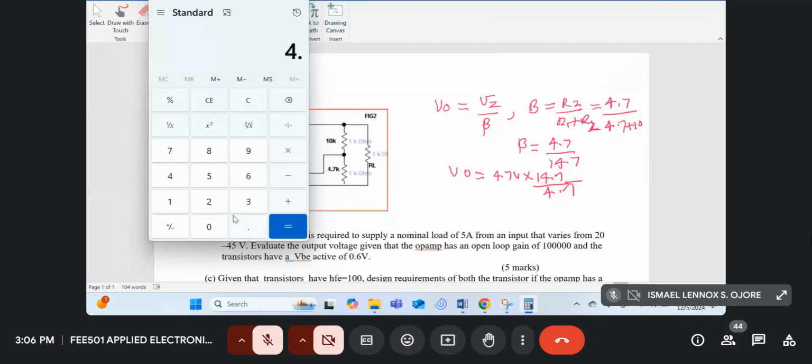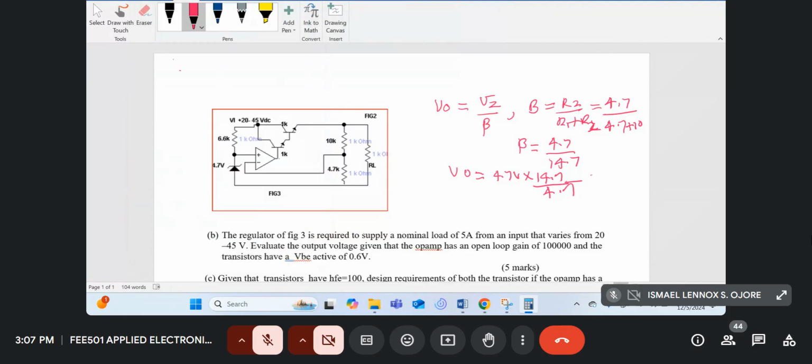It's 4.7 times 14.7 divided by 4.7. So it's 14.7 volts. So I'll just check.